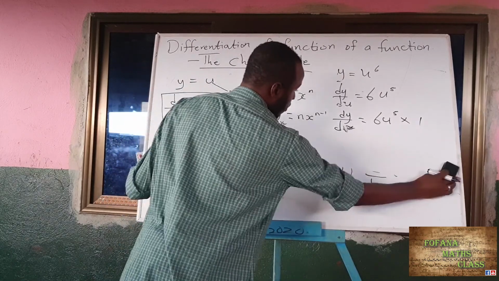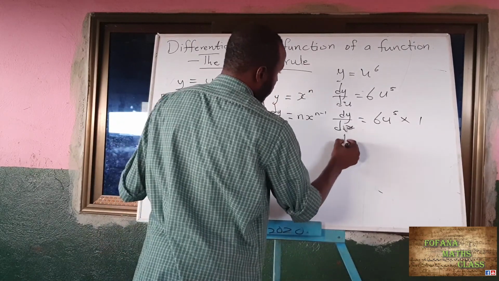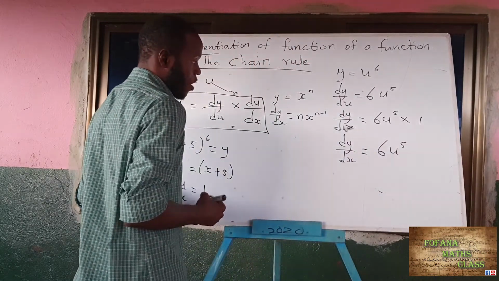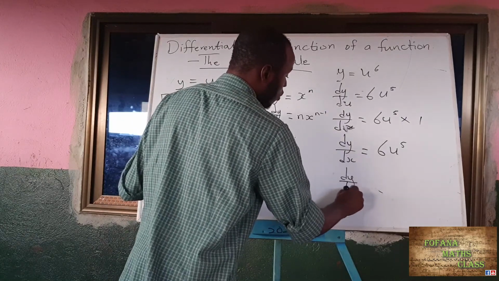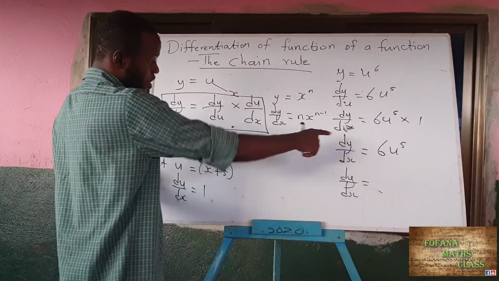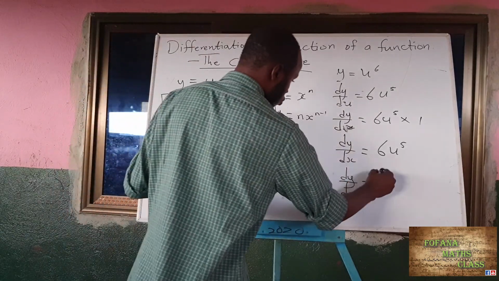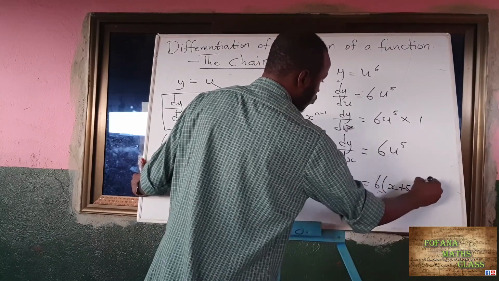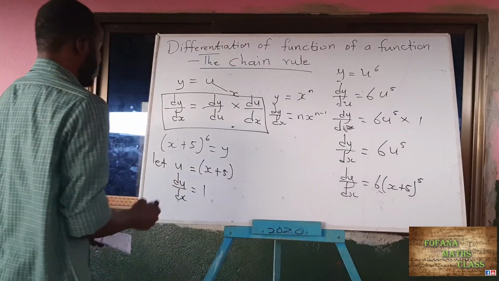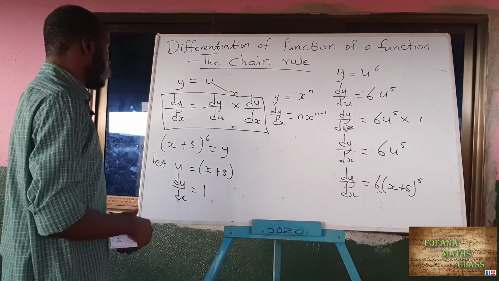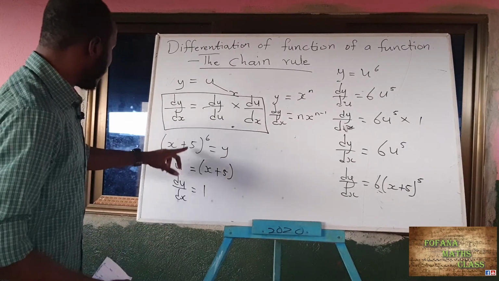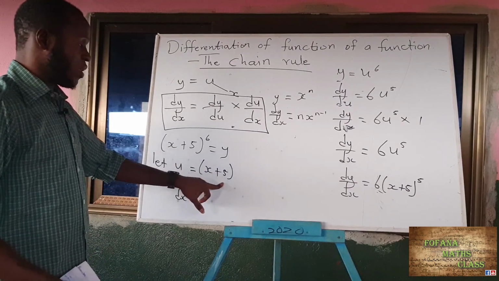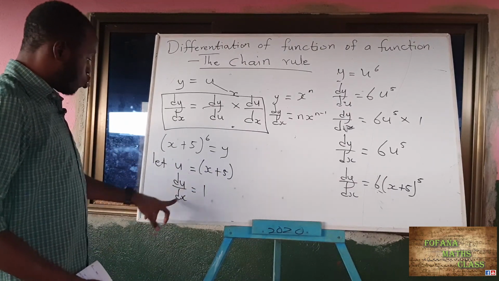Our solution will be dy/dx equal to 6u to the power 5. Then you substitute the value of u back into the expression, where u is x plus 5, so you have 6 times (x + 5) to the power 5. This is how you differentiate using the chain rule. You have a function of a function, so first you let u be equal to the bracket itself, then you differentiate u, and after differentiating u you have 1.